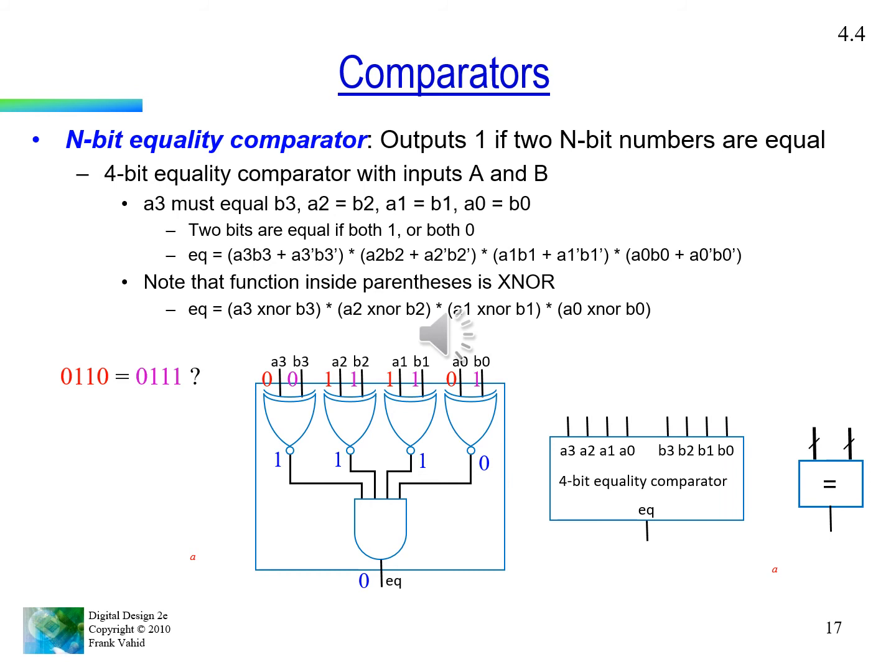For the equality check, we have the XNOR gate, which outputs 1 only when the two inputs are equal. So over here we are making a 4-bit equality comparator. A3 is XNORed with B3, A2 is XNORed with B2, and so on. So if all the inputs are 1, only then the output is 1, which tells that A is equal to B.